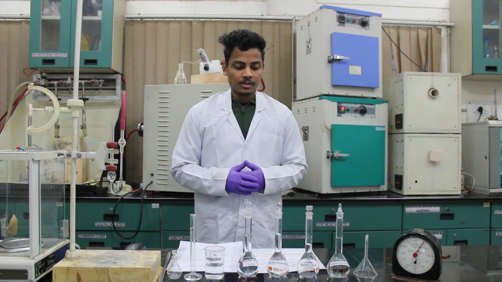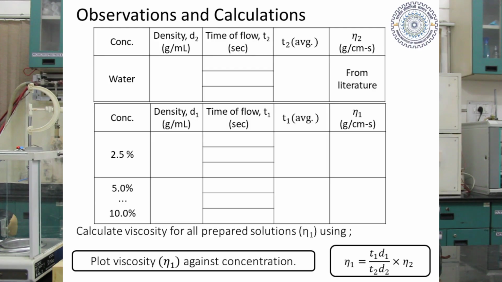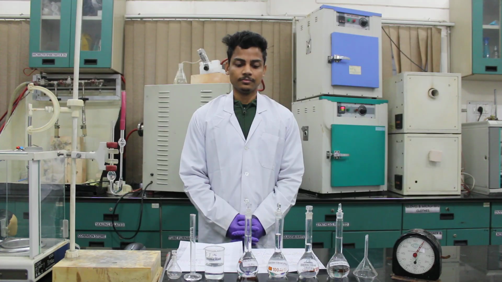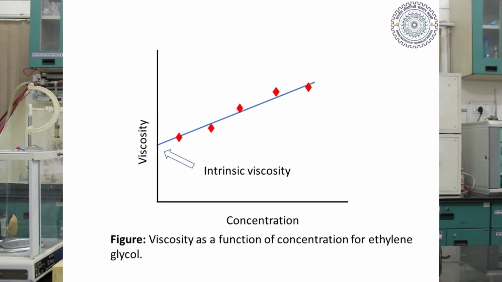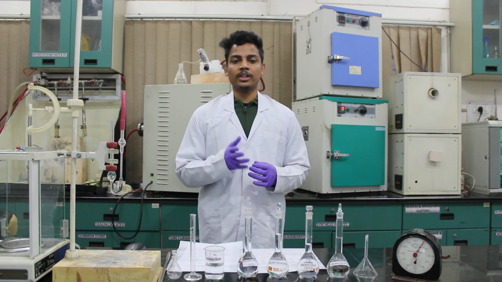viscosity. Now, as you can see in the observation and calculation table on your screen, the first column is for concentration, second is for density that we have already measured, third is for time of flow, then fourth is the average time of flow for each liquid, and the last one is the eta that will be calculated using the Poiseuille's equation I explained just before. Finally, we will plot viscosity against concentration of the liquid, and from this plot the concentration or composition of unknown solution can be found by extrapolating or interpolating the graph.